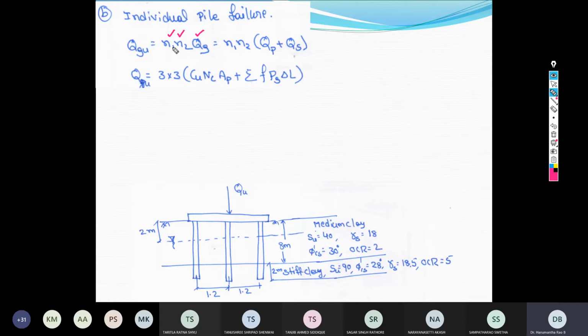N1 means the number of piles in the length direction. N2 means the number of piles in the width direction. QG means the ultimate bearing capacity of an individual pile. So QG is nothing but, as we have seen, the summation of point bearing capacity plus skin friction of the individual pile.